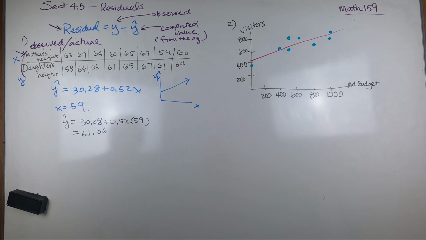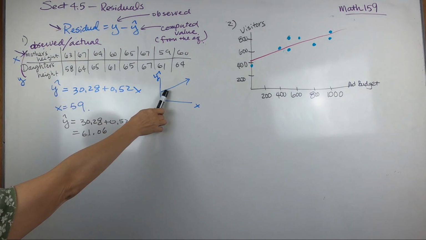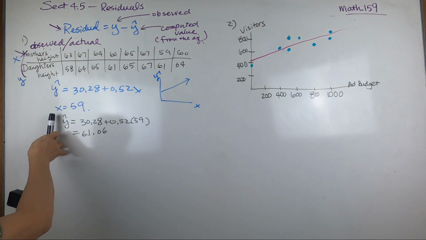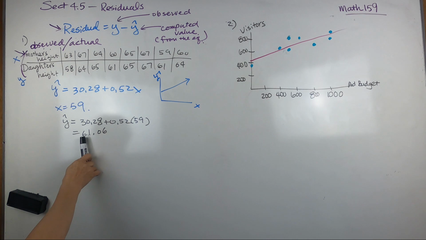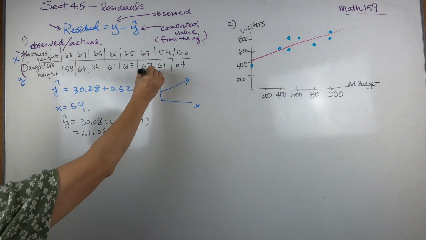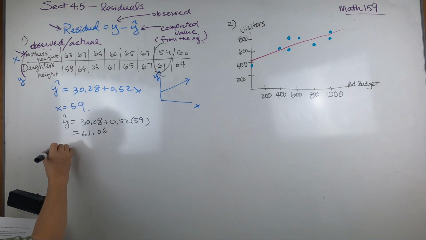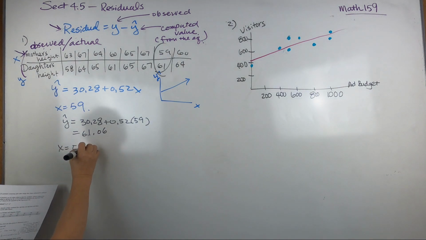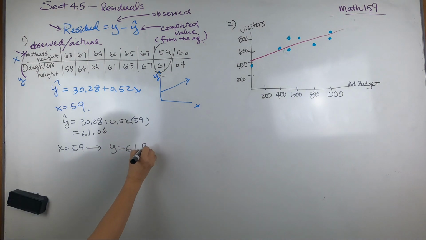Y hat is the prediction according to the line. We expect that if the mother is 59 inches, the daughter is around 61 inches. But when we did the observation, at x equals 59, what is y? Y is 61 from the chart.